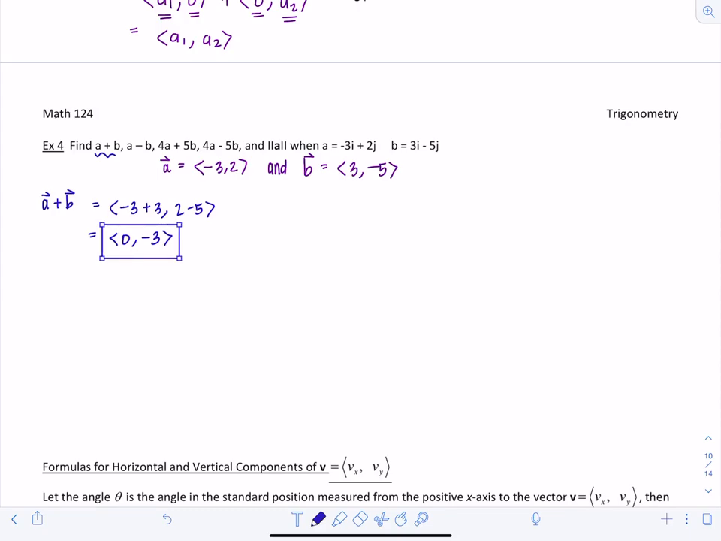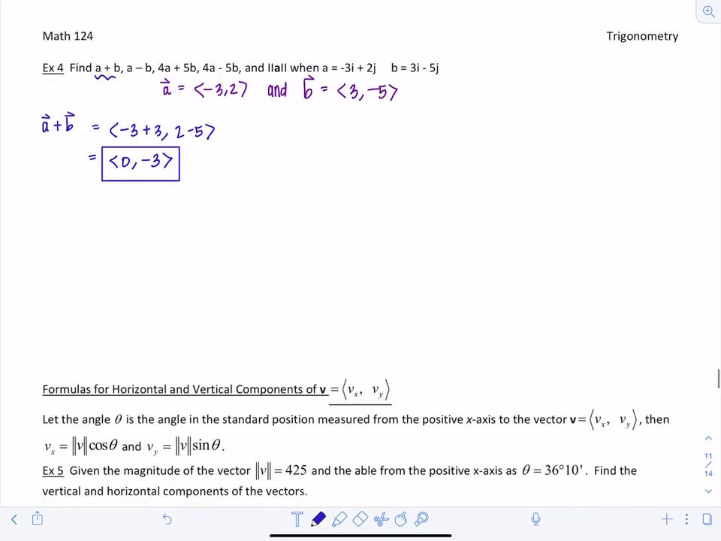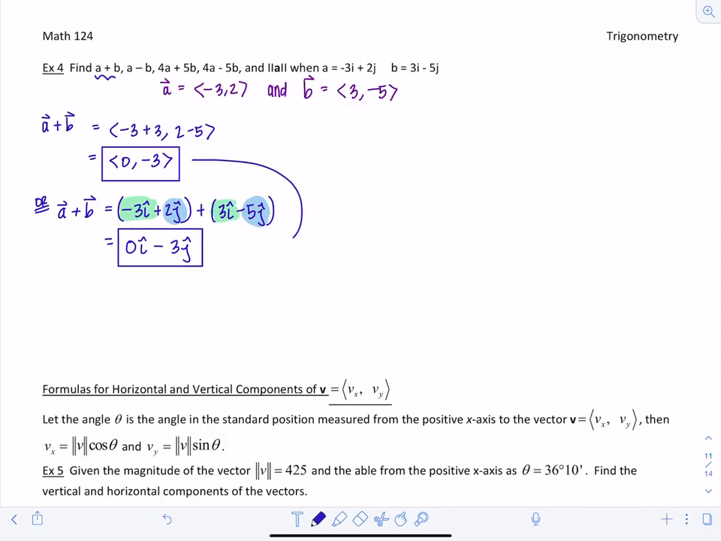And let me just show you, if you left it with I hat and j hat, it's really not terrible, okay? So a plus b would be negative 3 I hat plus 2 j hat, that's a, plus b is 3 I hat minus 5 j hat. And you add them together the way you combine like terms with variables. So negative 3 I hat plus 3 I hat, that's 0 I hat. And then I have 2j hat, negative 5j hat. So that's negative 3j hat. And notice that's the same as what we got here. See?